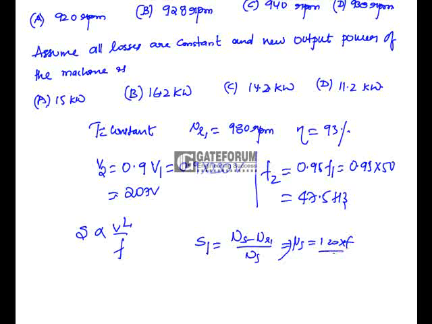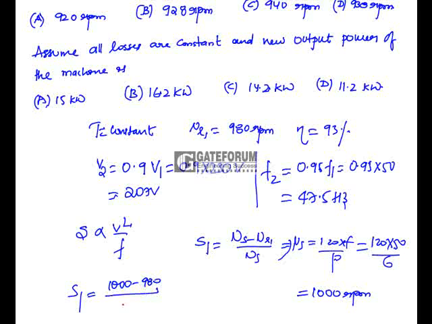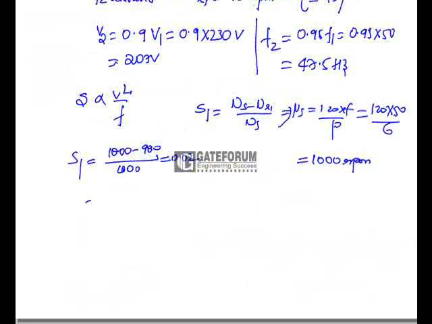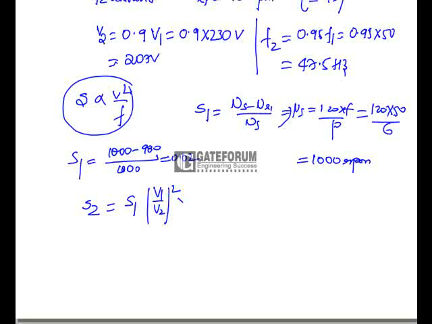ns is given as 120 into f by p. So this is 120 into 50 by 6. We have a synchronous speed of 1000 rpm. So S1 is equal to 1000 minus NR1, 980, divided by 1000, which is equal to 0.02. Now what is S2? S2 I can write from this relation.